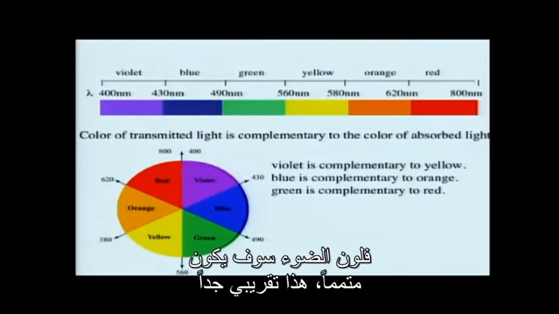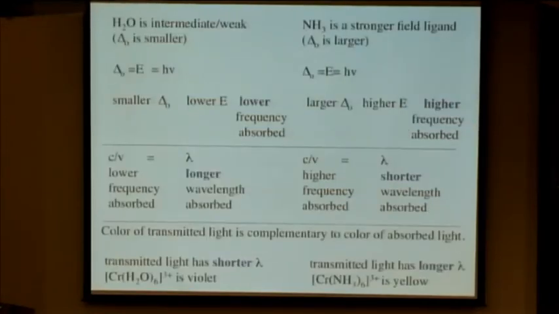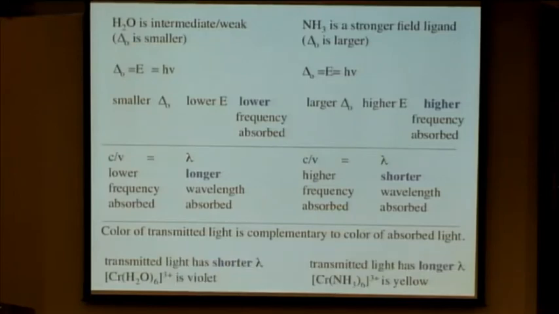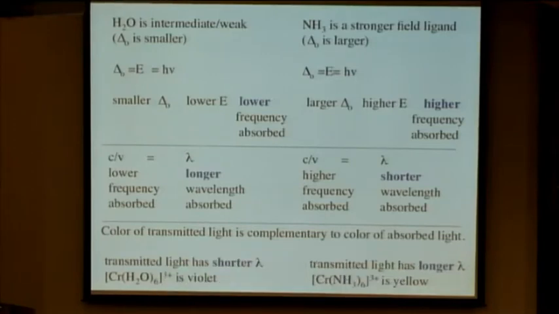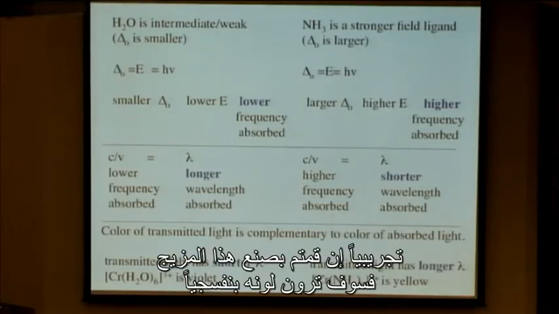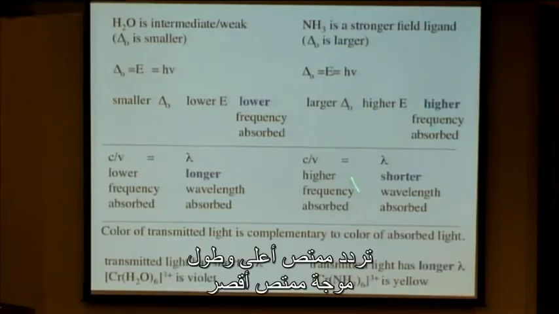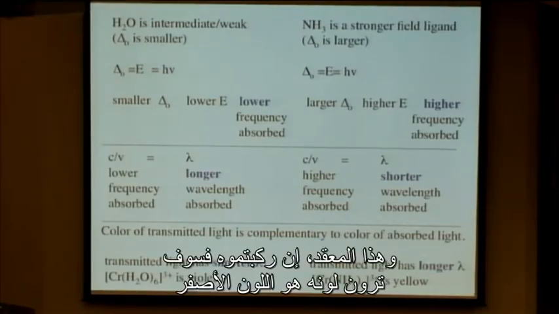So the color of the light is going to be complementary. This is very approximate. So here, if the transmitted light is shorter, because we have this weaker splitting, then we're going to have this shorter wavelength of transmitted light. And experimentally, if you make this compound, you'll see it's violet. In this other case, we have a stronger field ligand. And so you have a larger energy, higher frequency absorbed, shorter wavelength absorbed. Then you're going to have a longer wavelength from your transmitted light. And this compound, if you make it, is actually yellow.